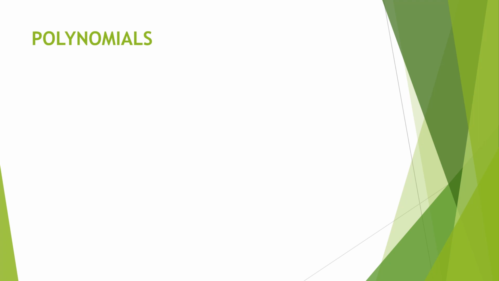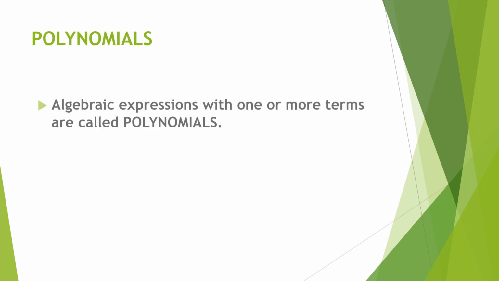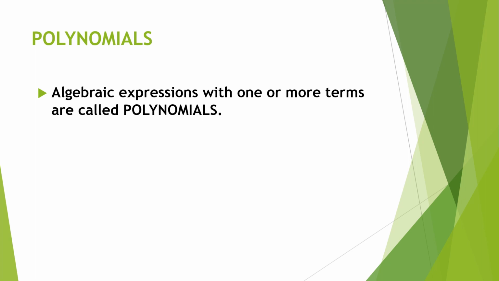Next we are studying about polynomials. Algebraic expressions with one or more terms are called polynomials. That means what we have learned earlier, that is monomial, binomial, trinomial, all are generally known as polynomials. That means it must be an algebraic expression with one or more terms.